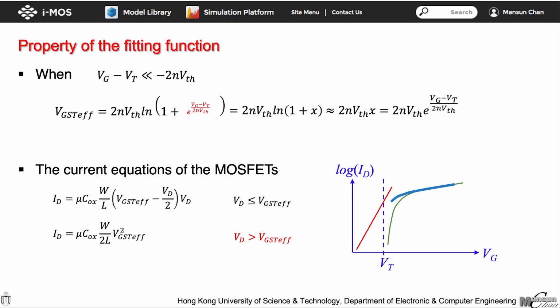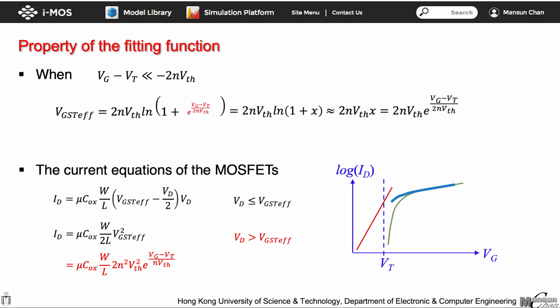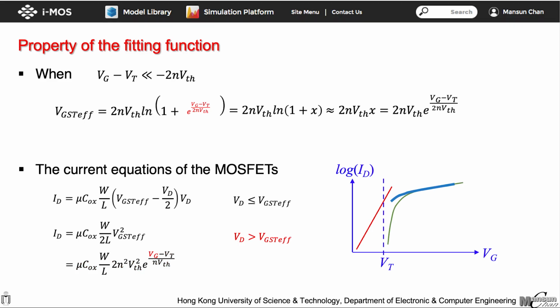So we can safely apply the saturation equation and extend it to the subthreshold region by substituting the value of VGST effective with the Vg minus Vt term. The following equation is obtained. As shown by the equation, the drain current will have an exponential dependence on the gate voltage. It will give an exponential trend in the graph as shown here.